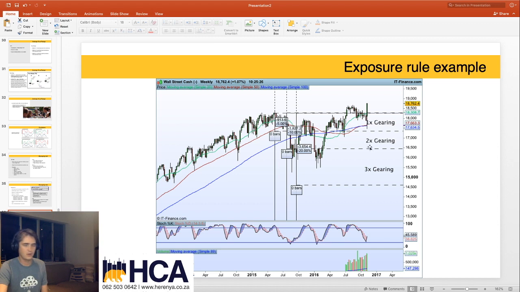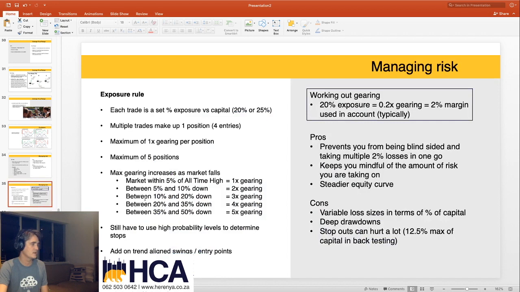When the market starts falling a bit further, hopefully you're not still in from the high. You should have stopped out, but now you can start gearing twice when you take long positions. When the market falls even further, you can start gearing 3 times when you start taking long positions, because you have that probability that the market is going to rally a lot harder on your side. So to give you those steps, between 10 and 15%, between 10 and 20%, you can gear 3 times. Between 20 and 35, you can gear 4 times. Between 35 and 50, you can gear 5 times.